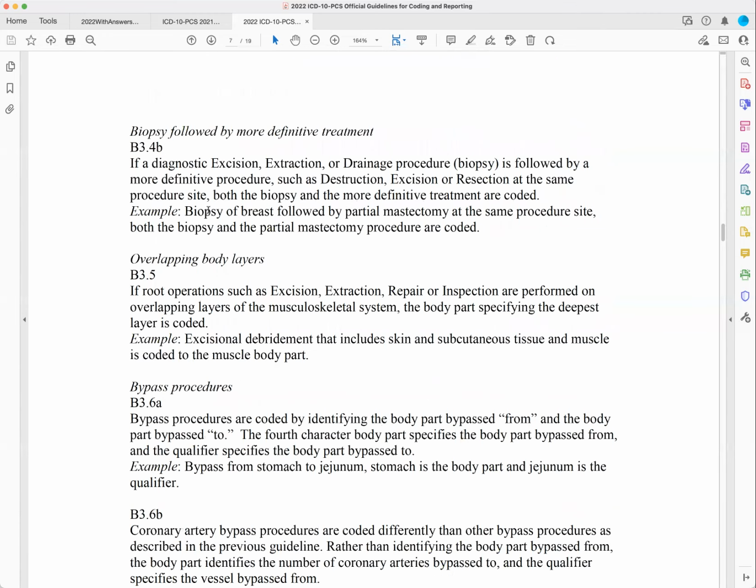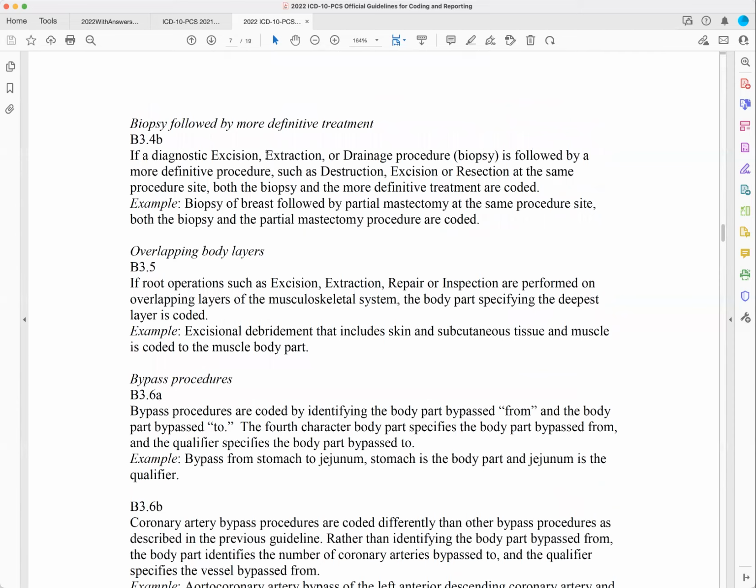If you have a biopsy and then they do more definitive treatment, such as destruction of a lesion, excision, or resection at the same procedure site, then you're going to code both the biopsy and the more definitive treatment. So that's going to be multiple procedure codes.